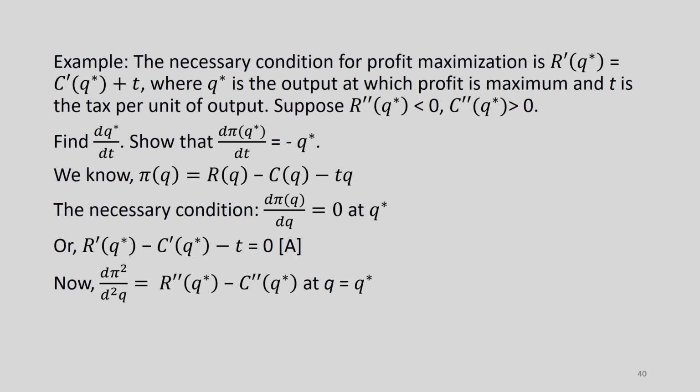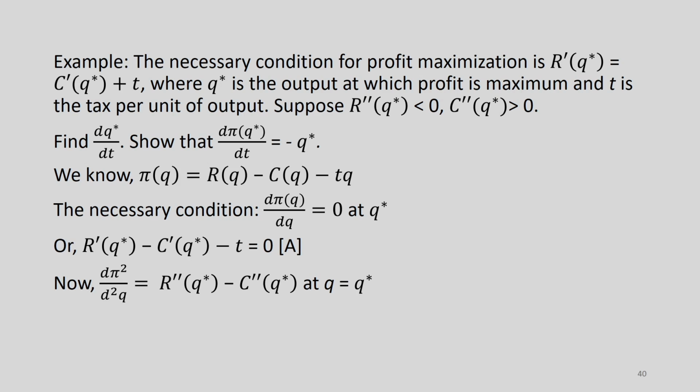So, here is an example of how this property can be used in practical terms. Here is the example, I am reading it out. The necessary condition for profit maximization is r dash of q star is equal to c dash of q star plus t, where q star is the output at which profit is maximum and t is the tax per unit of output. This first sentence is given, and this is something we have seen before.